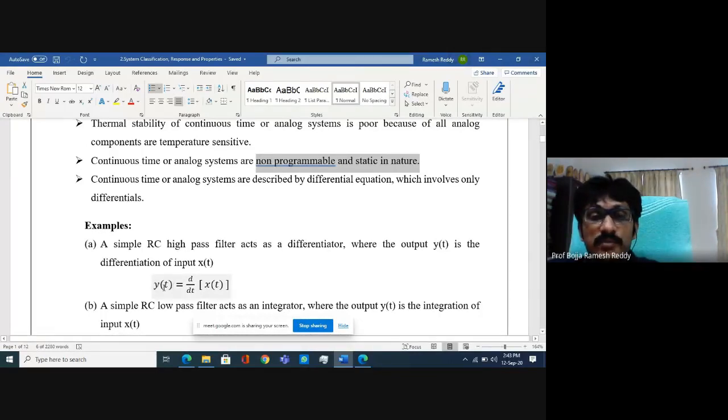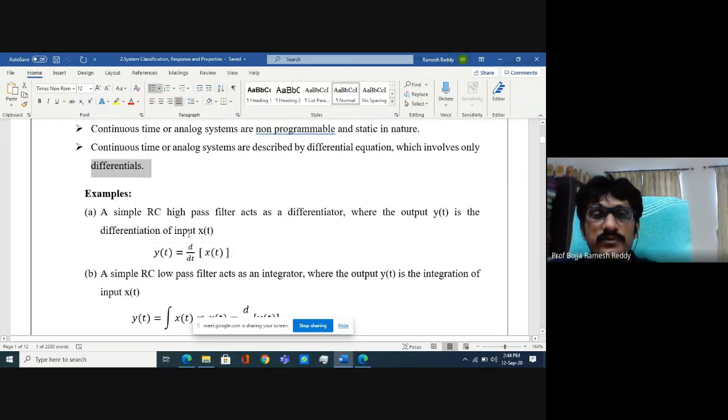Here, the relation between output and input is y of t is equal to d by dt of x of t, or y of t minus d by dt of x of t is equal to 0. This is a differential equation. This differential equation represents a system. That system is called a continuous time domain system or analog system. Analog or continuous time domain systems are represented with a differential equation which involves only derivatives, that may be first order or second order or third order, whatever it may be.